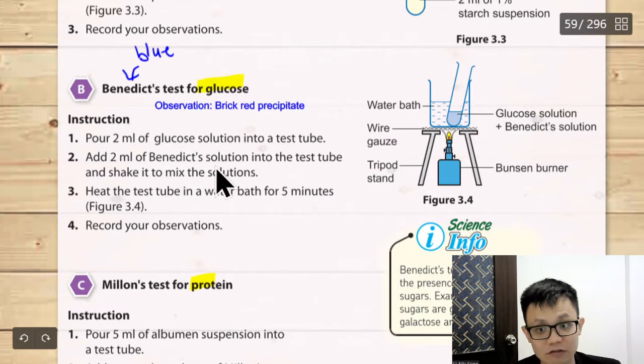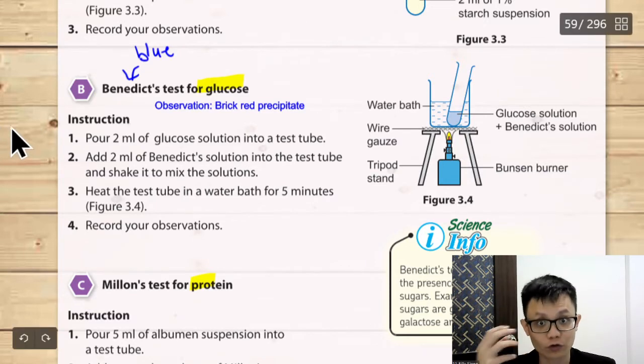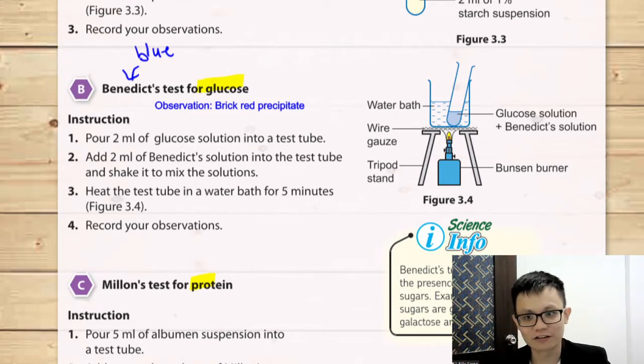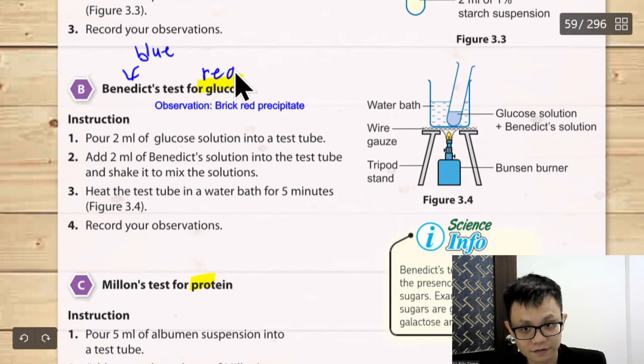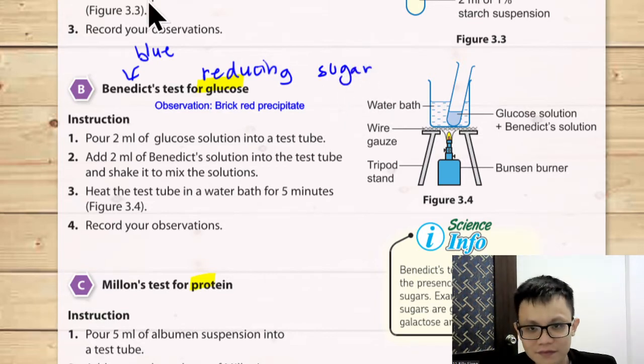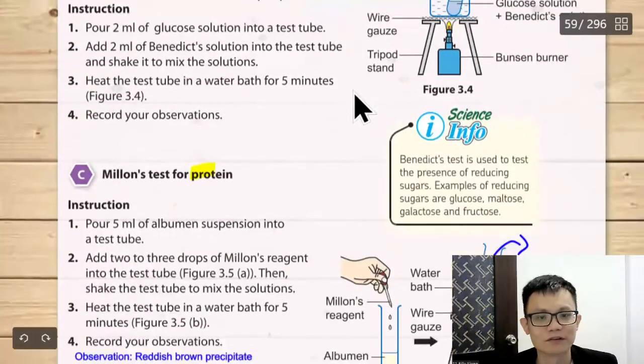Benedict solution is to test what? Benedict test is to test glucose. Let's say the question is meant to confuse you. Let's say I'm the teacher, I'm doing the exam paper, I want you to be confused. I say how to test reducing sugar. And then you will be confused. What? The teacher hasn't taught me what is reducing sugar. Up to you, that is your problem. You see, the teacher wants to trap you. So Benedict test is to test reducing sugar.